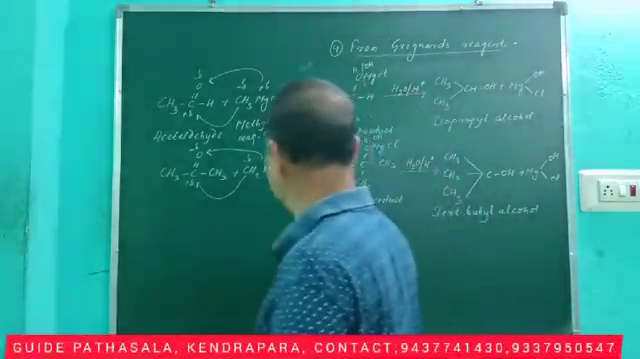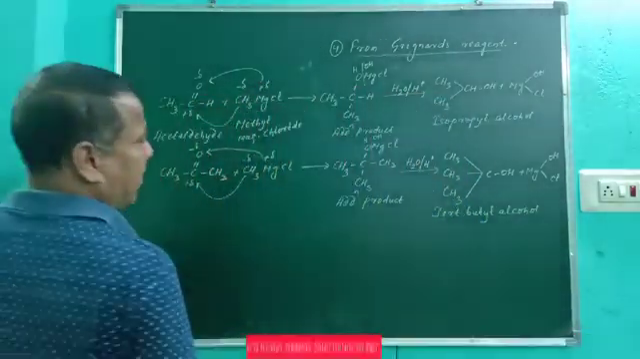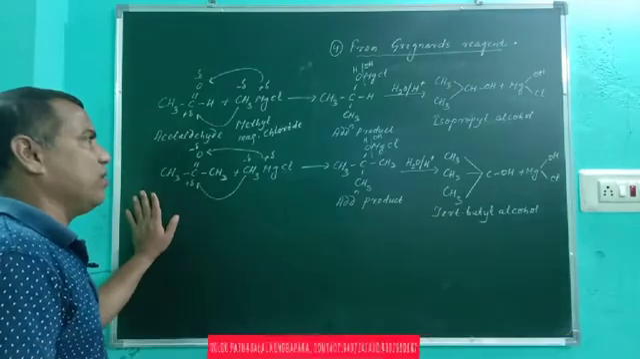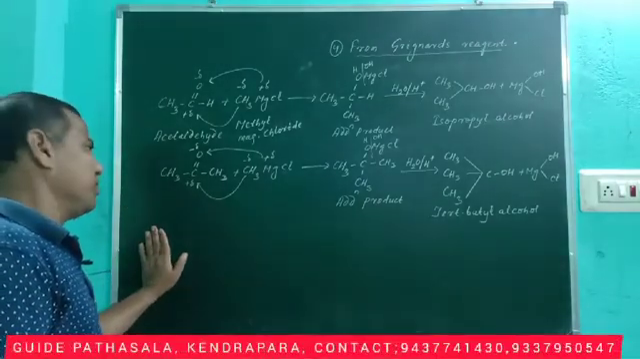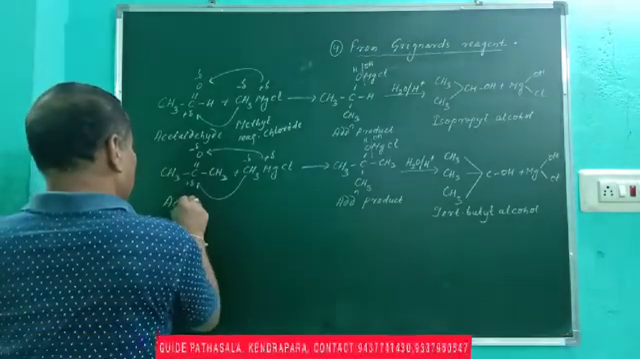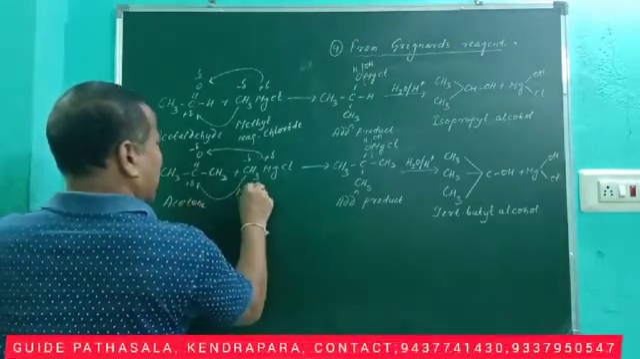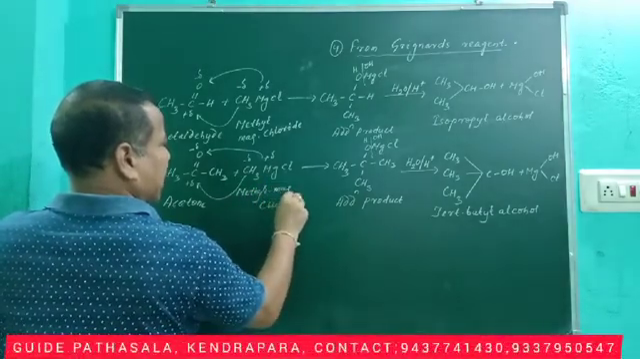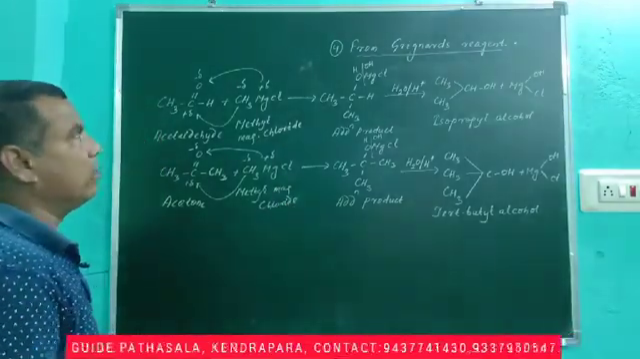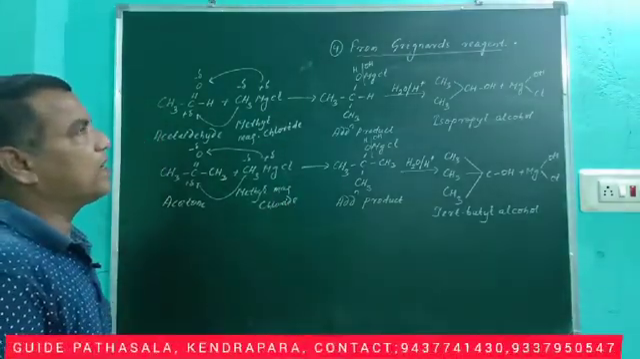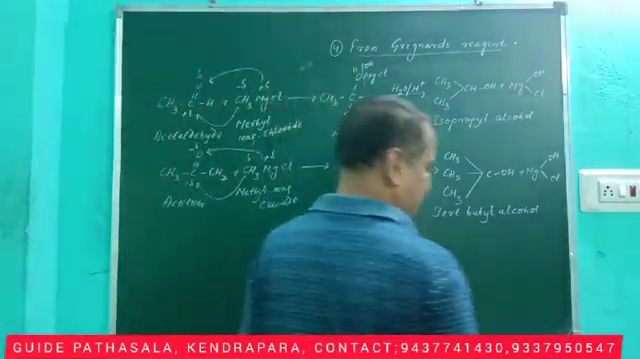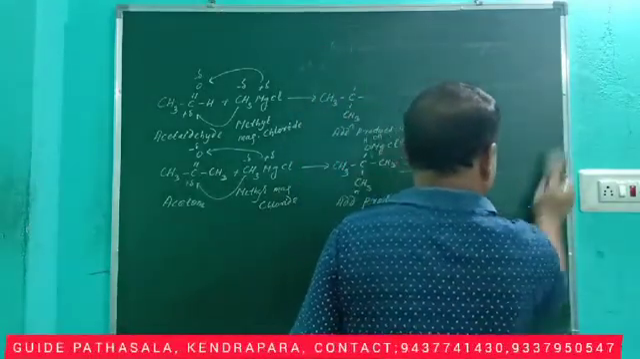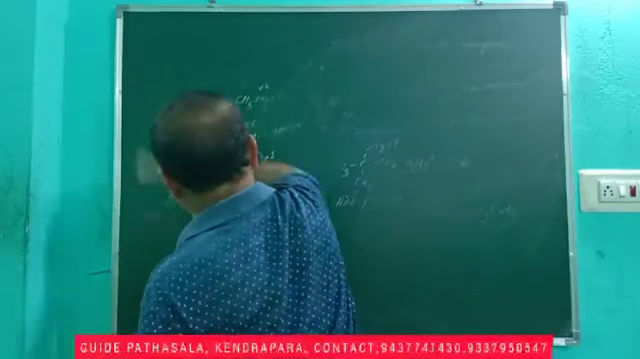When formaldehyde reacts with methyl magnesium chloride, then ethyl alcohol is formed. When acetaldehyde reacts with methyl magnesium chloride, then isopropyl alcohol is formed. When acetone reacts with methyl magnesium chloride, then tertiary butyl alcohol is formed. This is method number 4. Then we come to number 5, from alkene. The fifth general method of preparation is from alkene.